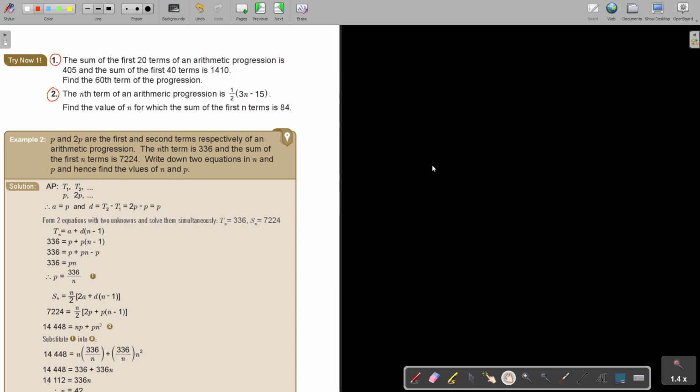Okay, let's start. Number 1. The sum of the first 20 terms of an arithmetic progression. So I always go S20 is 405. And the sum of the first 40 terms is 1410. Okay, now I'm going to start and write formulas for that.